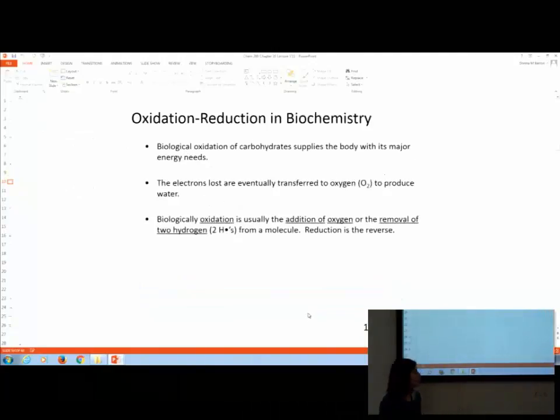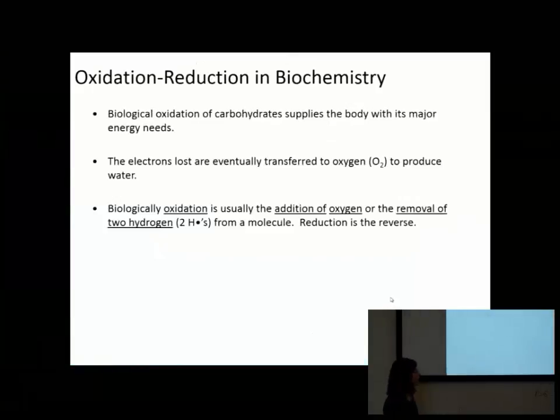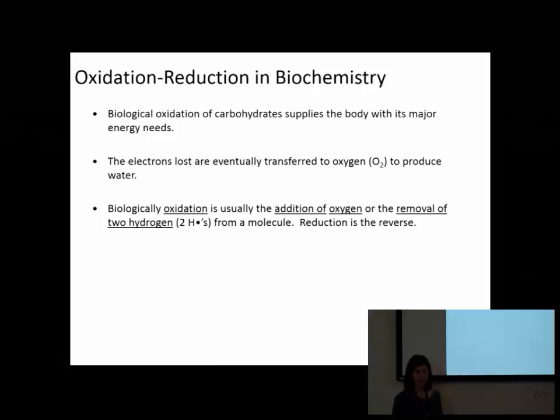We've had a shortcut for our organic molecules, knowing whether it's oxidation or reduction. So let's review that. Oxidation, we're adding oxygen and/or removing hydrogens. Reduction is removing oxygen and/or adding hydrogens.